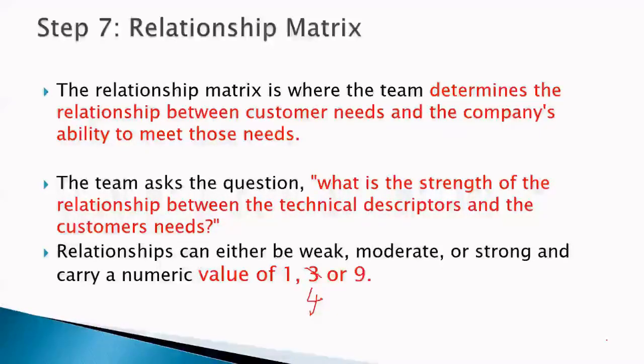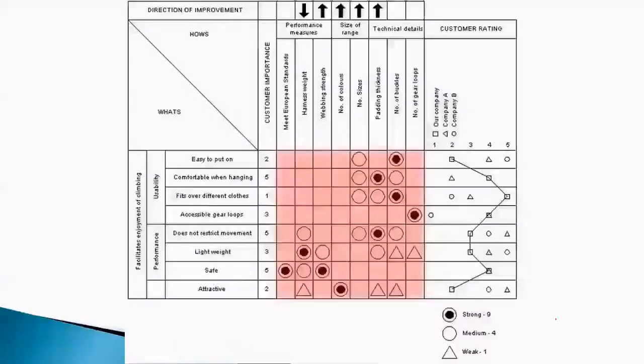If the relationship is weak, that means the customers' need and the company's ability to meet those needs is a weak relationship. Then we are going to keep a 1. That means by using that attribute, what is the contribution that can be given to satisfy that customer need. Here you can see we have used 3 types of symbols. It is very easy. If not, you can use the numbers directly also. But generally, there's a practice.